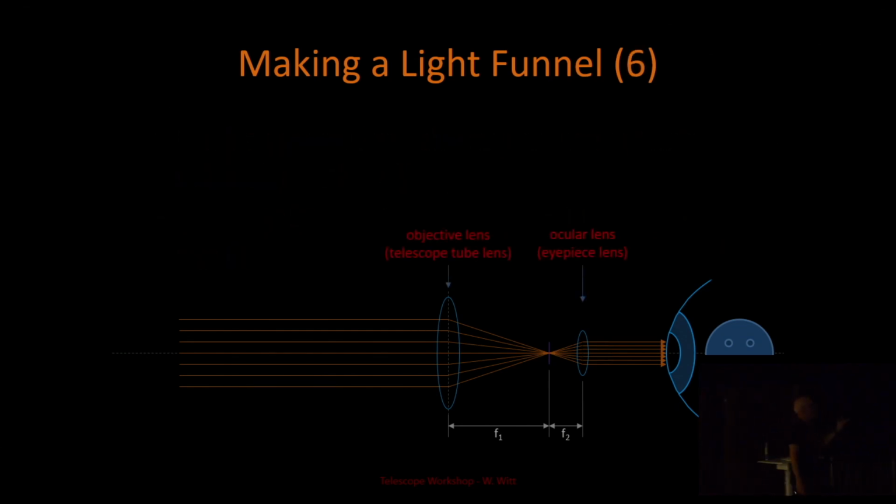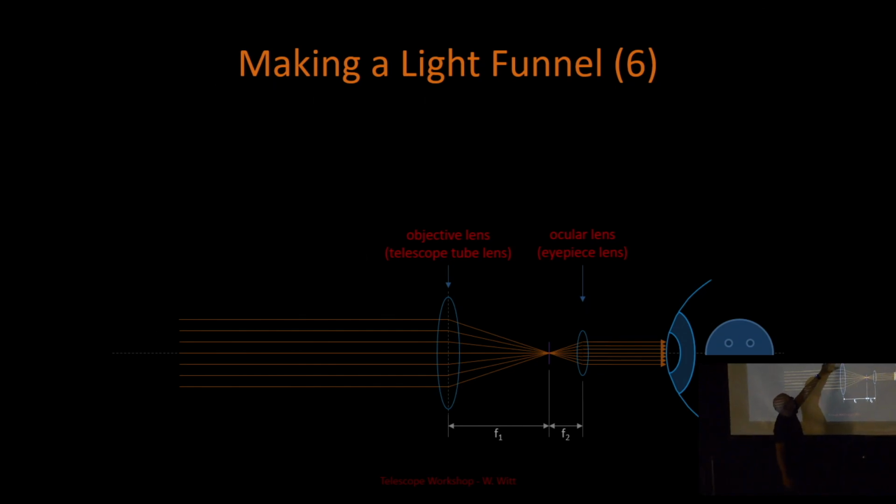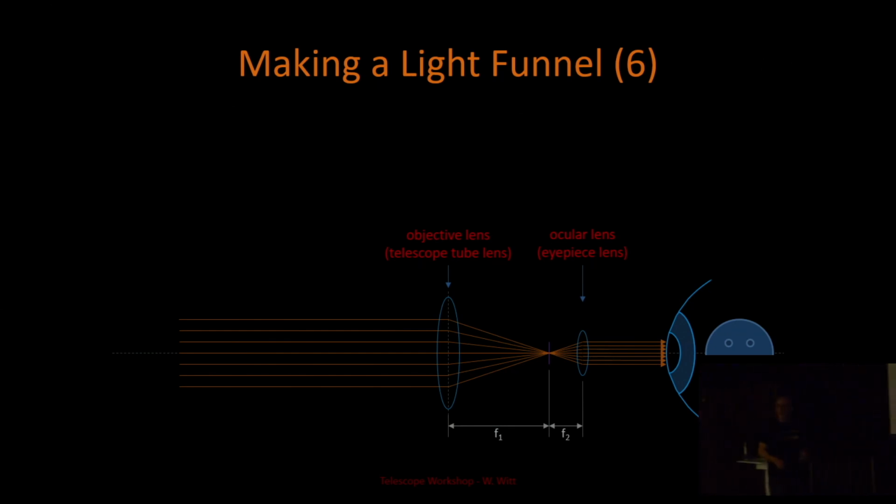So, if we put some names to these things, this is what we call the objective lens, or, specifically in the context of telescopes, this is the lens that's sitting in the telescope tube. You can't see it right now, but that lens is basically sitting here. If you want, you can look inside later and see it. And then that second lens over here, that's the eyepiece lens. That's the one that's actually sitting here in this assembly. Okay.